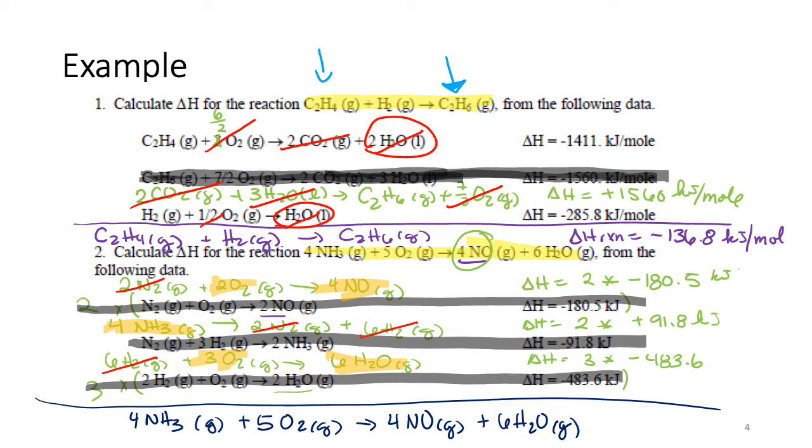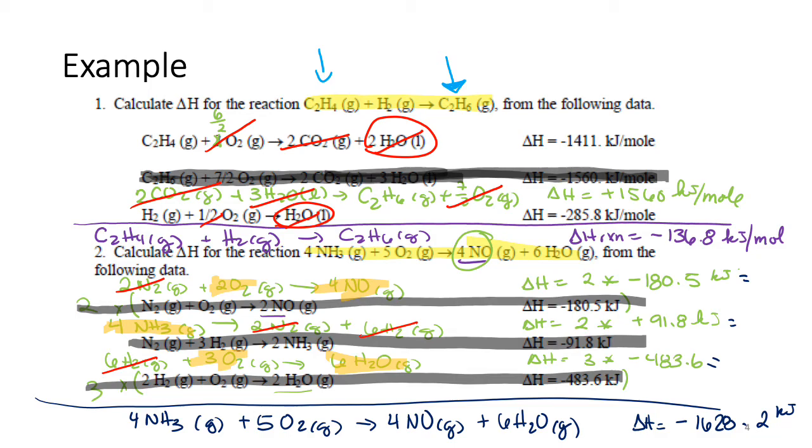So all I need to do is find these values and add them all up together. So 2 times negative 180.5 plus 2 times 91.8 plus, and I take a breather because there's a lot of plussing here, 3 times negative 483.6. I hit equals, and I got an answer that is negative 1628.2 kilojoules. Ta-da! That is how you do Hess's law.